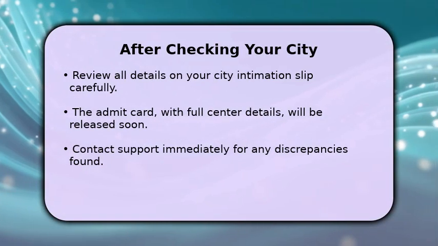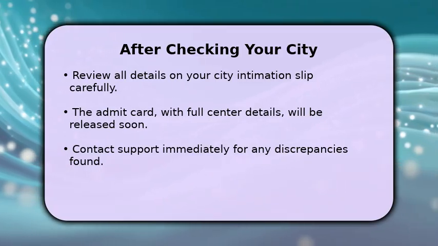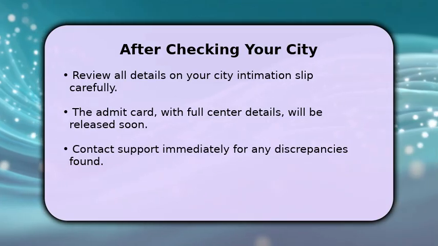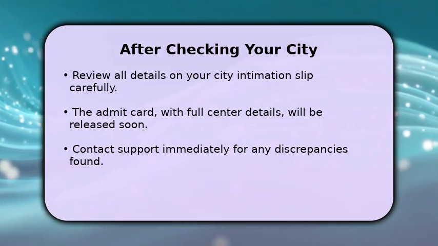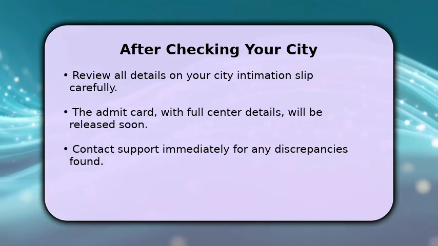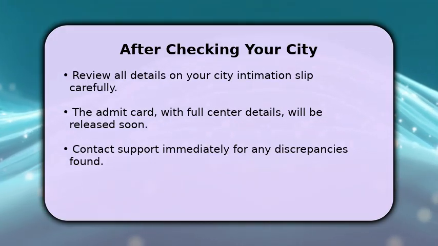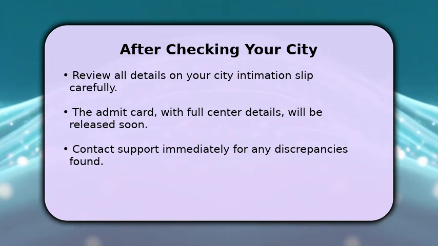After checking your city intimation, carefully review all the displayed information. Your official admit card, containing the precise examination center address and other vital instructions, will be released a few days before the exam. If you notice any discrepancies on your city intimation slip, it is crucial to contact the examination authorities immediately for assistance.